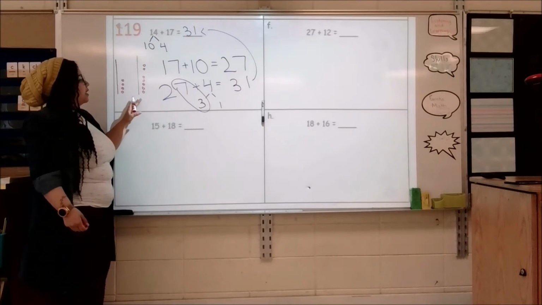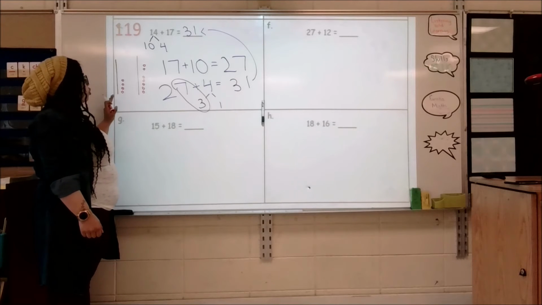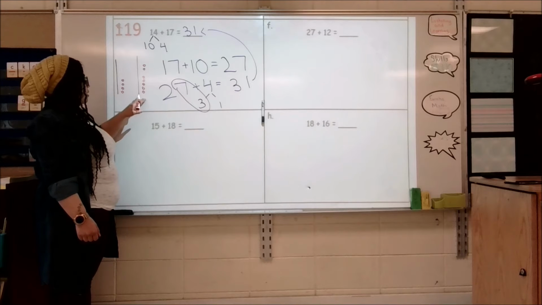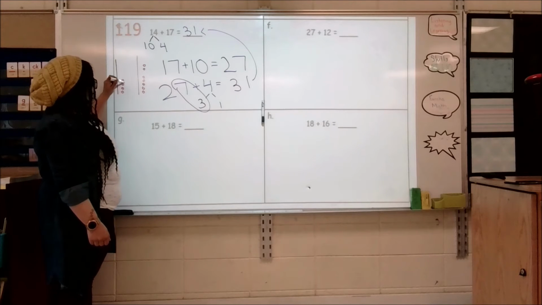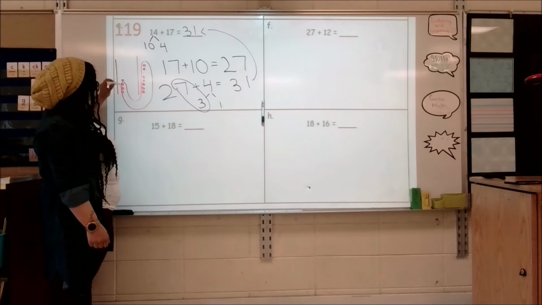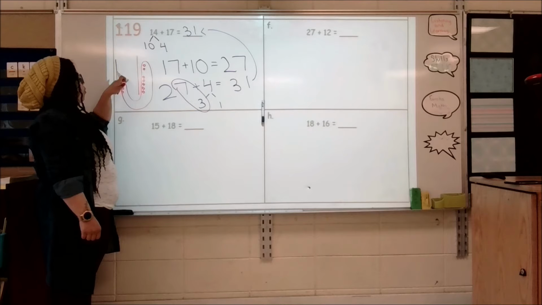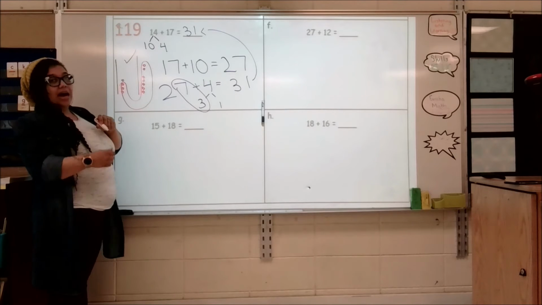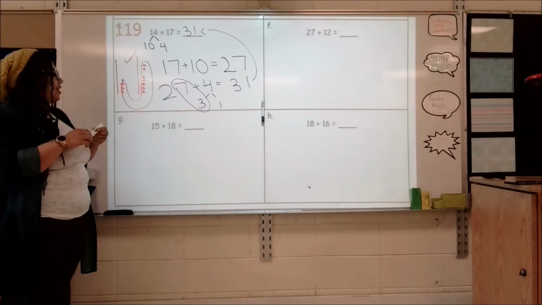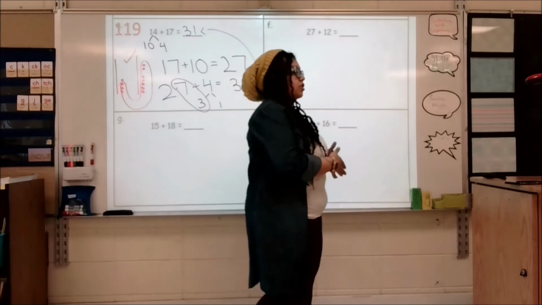Well, we know we said 17, and we added the 10s first. So 10, 27, but 27 and 3 more ones, 7 and 3, group of 10. So 10, 20, 31. That checks out. I did a good job. Yay! We did a good job. So that is correct. 27 plus 12.